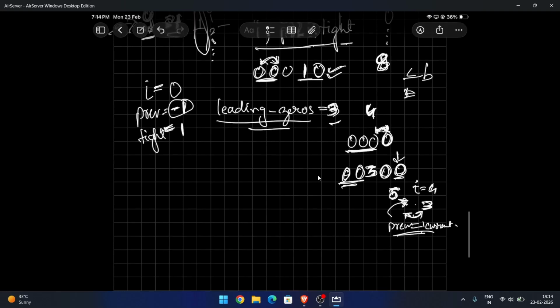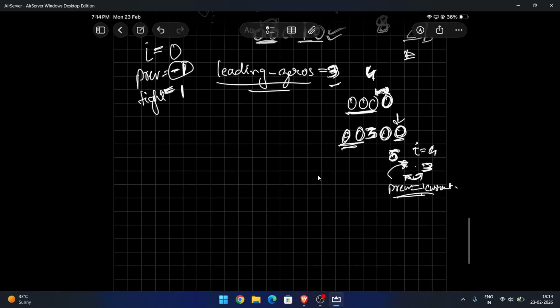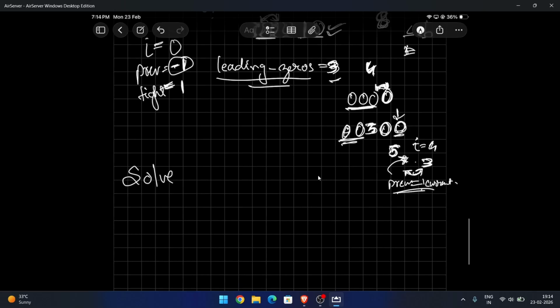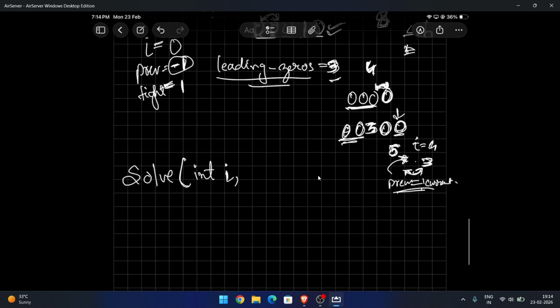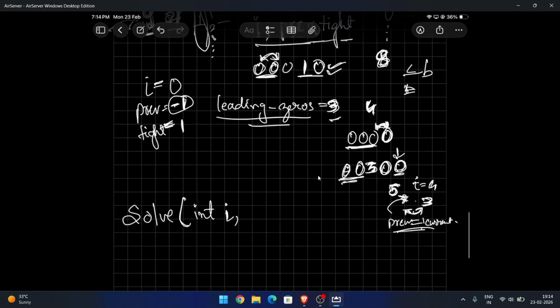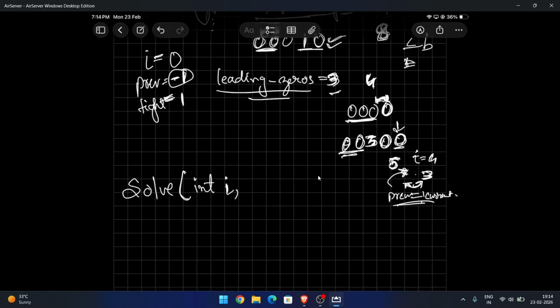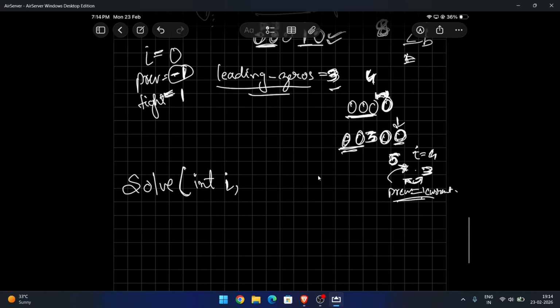Okay, so now let's write an algorithm. From this you will understand better. What we require is the index which we are at currently. One more thing we require is the upper limit. Let's say we already have these things. We have an upper limit b. We have a number b.